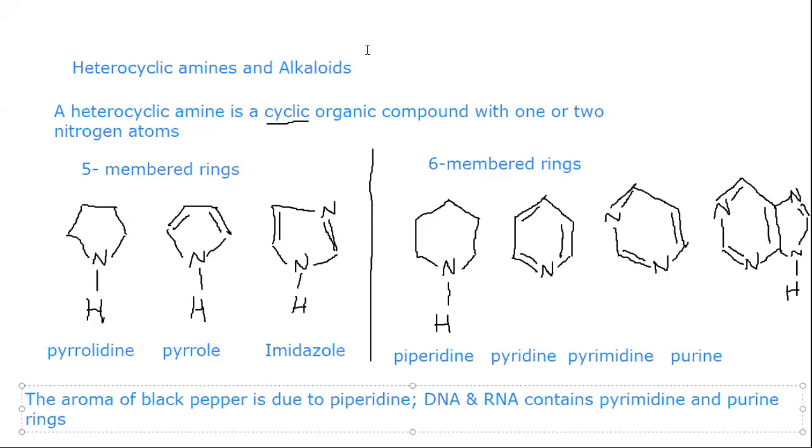So what is a heterocyclic amine? A heterocyclic amine is a cyclic organic compound. It has to be a cyclic organic compound with one or two nitrogen atoms. If you guys are looking at all these rings, they contain either one or two nitrogen atoms. And they are crucial in a lot of compounds.